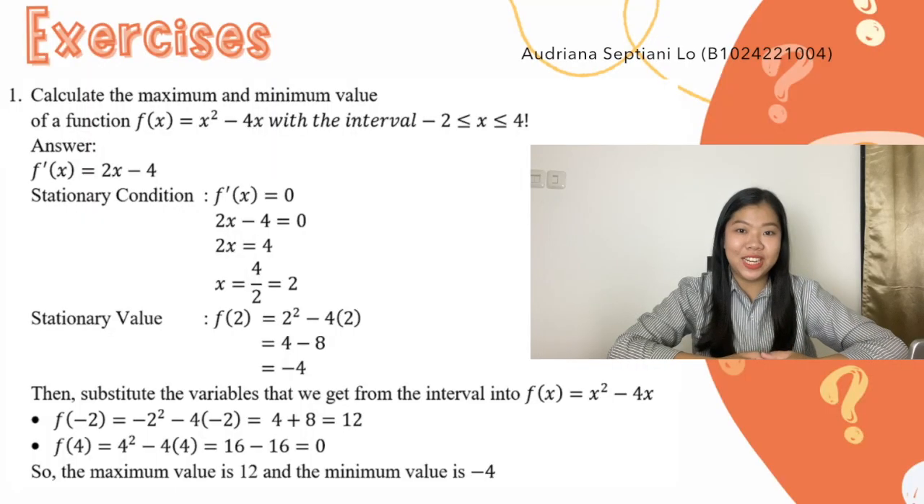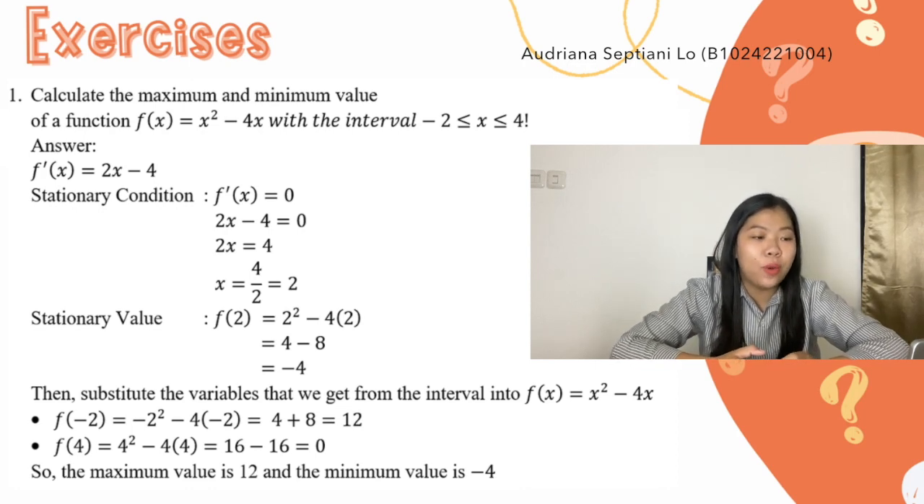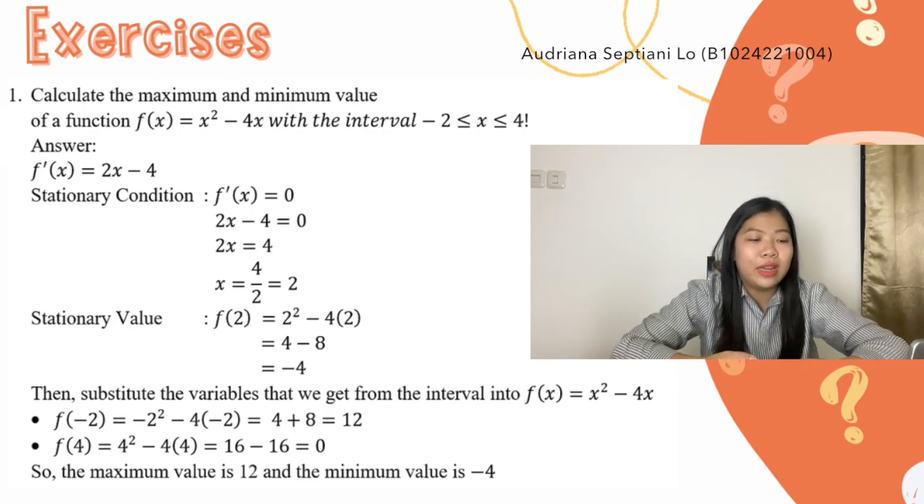The first question is calculate the maximum and minimum value of a function f(x) equal to x power 2 minus 4x with the interval minus 2 smaller than or equal to x smaller than or equal to 4. To answer this question, first we need to find the derivative function of f(x) equal to x power 2 minus 4x. It is f prime x equal to 2x minus 4.